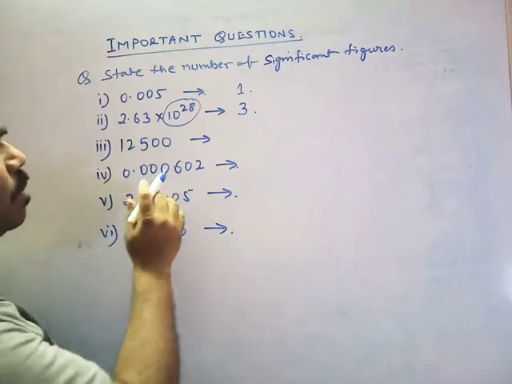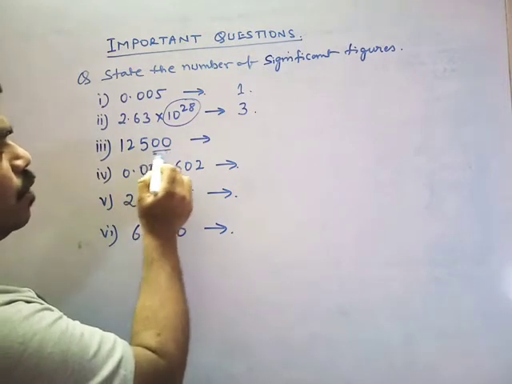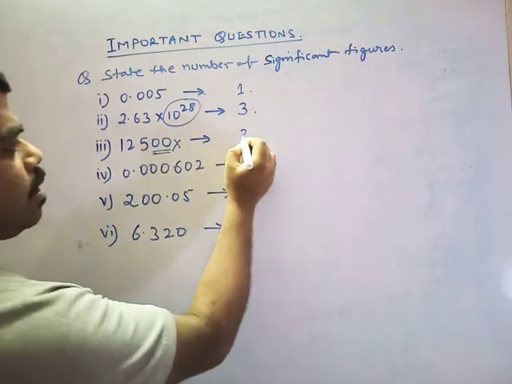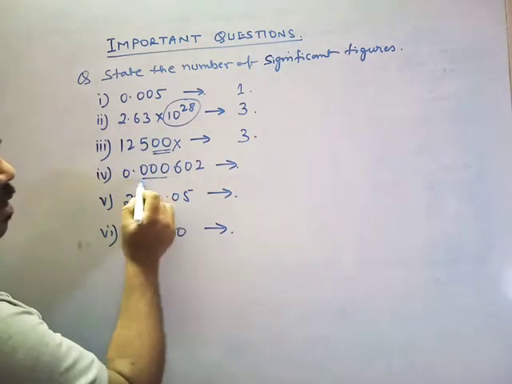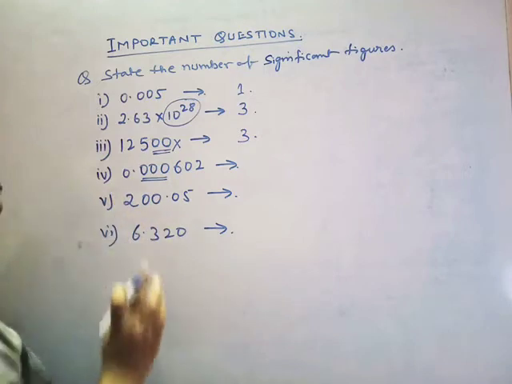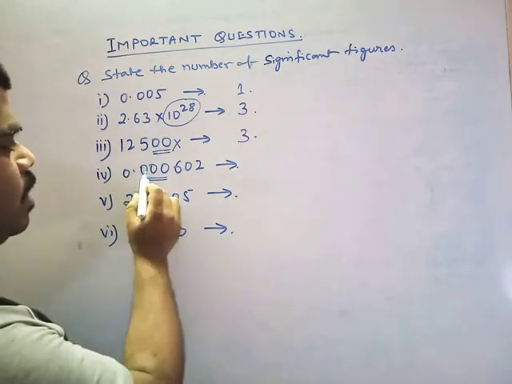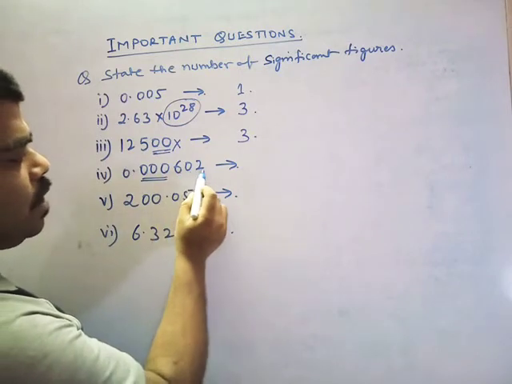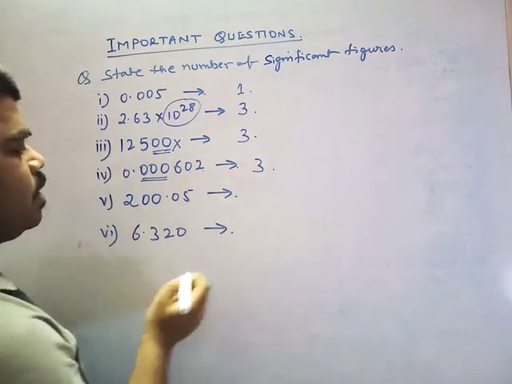Not after decimal, this is before decimal. So these two will also not count as a number. So only 3, I will say. Here again this 3, because this is also the part of decimal. Since it is in the decimal part, this 3 will never count, just like these two did not count. So only 3 will count. So I will write 3.